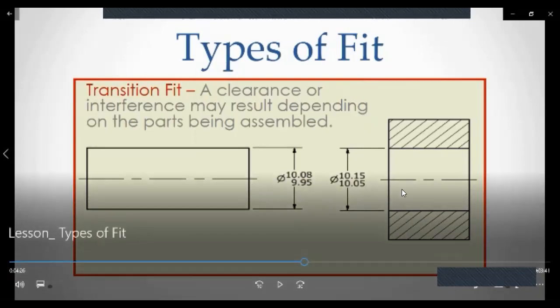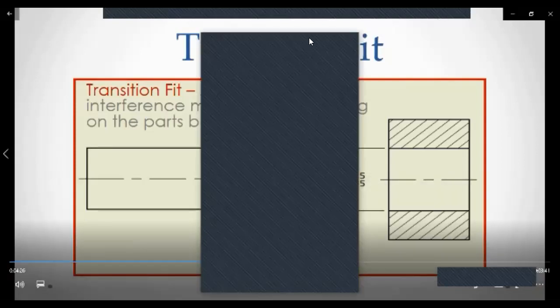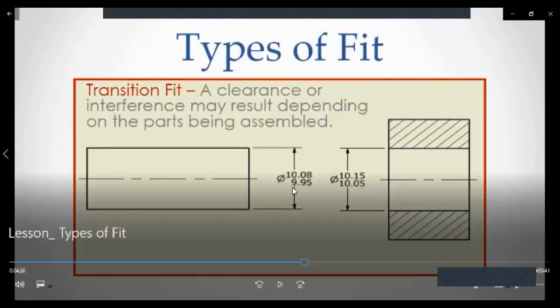And same case, you have the same tolerance range. But now, when we have taken another part, the shaft size came out to be 9.95, whereas the hole size came out to be 10.15.